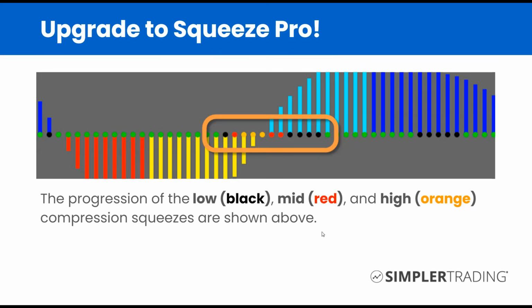And then there's also the Squeeze Pro. So the Squeeze Pro shows us different compressions of squeezes. You have the low compression squeeze, which is the black dot squeeze. The mid compression squeeze, which is the red dot. And then you have the high compression squeeze, which is the orange dot.